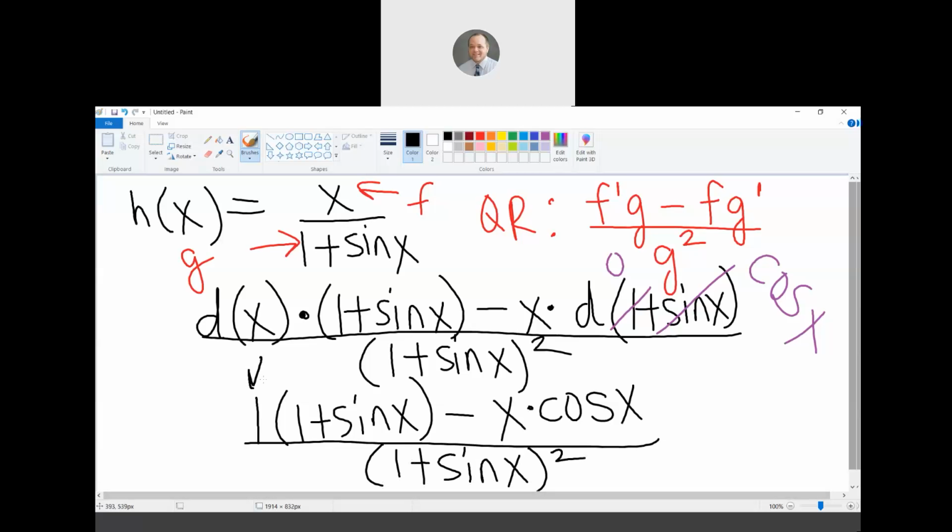And you can actually erase that first one because it's understood to be there. So our final answer is actually 1 plus sine x minus x times cosine x all over 1 plus sine x quantity squared. Before we look at our next problem, are there any questions about quotient rule? All right, let's look at another question involving trig identities, or trig functions, I should say.